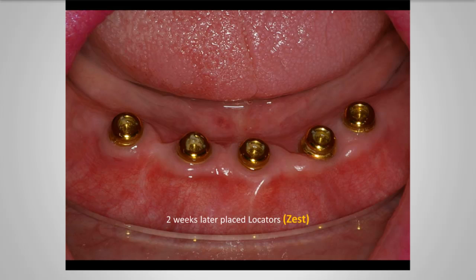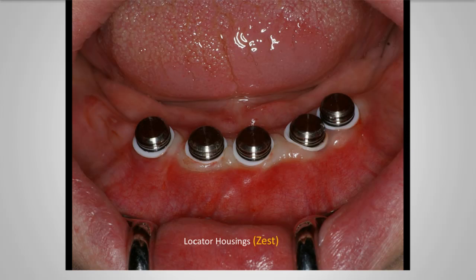Two weeks later, we went ahead and removed the healing caps and placed Zest locators for an overdenture system. We placed the blockout shims as well as the female components, which are the locator housings. We confirmed that there was a passive fit. Now, there was a question earlier of how do we identify where to relieve the denture.